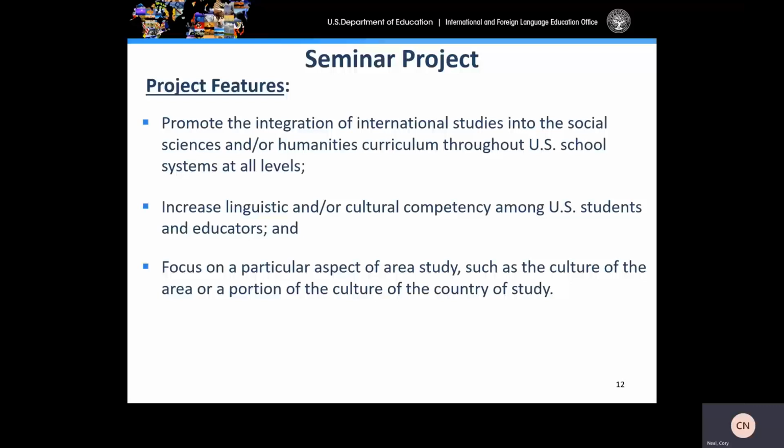A short-term seminar project typically lasts four weeks, and they are designed to promote the integration of international studies into the social sciences and/or humanities curriculum through U.S. school systems at all levels. Again, they increase linguistic and/or cultural competency among U.S. students and educators, and they focus on a particular aspect of area study, such as the culture of an area or a portion of the culture of the country of study.